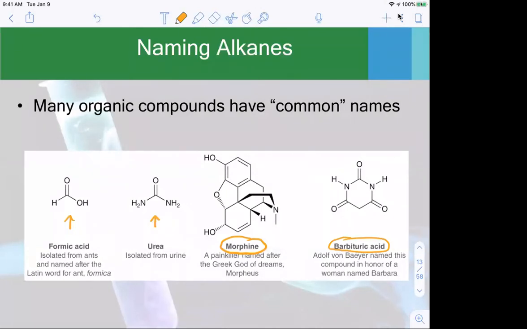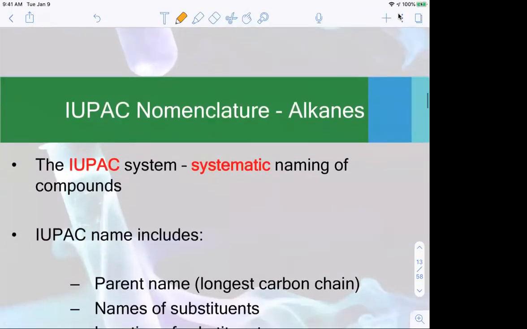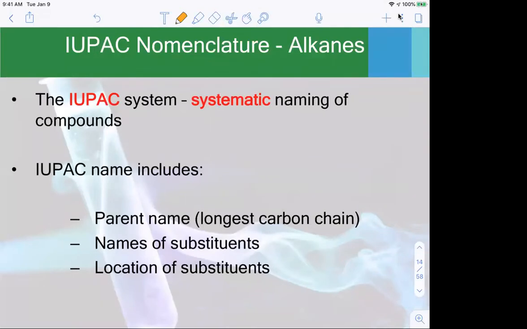So think about this. This was isolated from urine, it's urea. This is isolated from ants. It's named for the Latin word for ant, which is formica. This guy over here is named after some woman named Barbara. So the common names are kind of all over the place. What we need is a systematic name that allows us to name things that we've never seen before in a routine way so other people can understand the structure and be able to draw the structure based on a systematic name. So in organic, we use this IUPAC system.